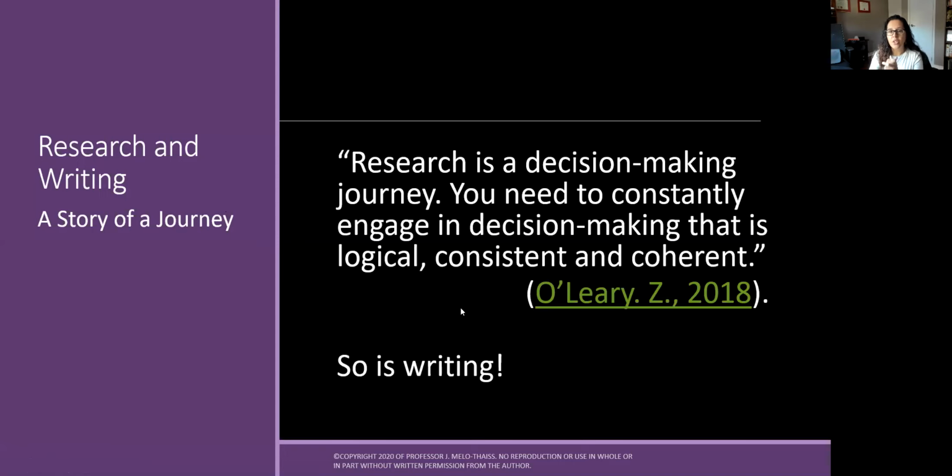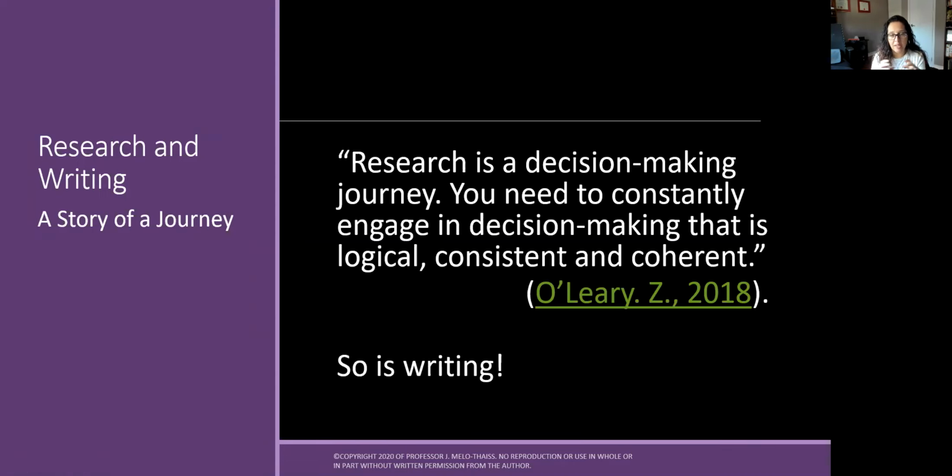So when we're thinking about our journey, because that's kind of what this e-portfolio is doing, documenting our journey and our story, we want to think about how research is a decision-making journey, and we need to constantly engage in decision-making that is logical, consistent, and coherent, as is our writing.